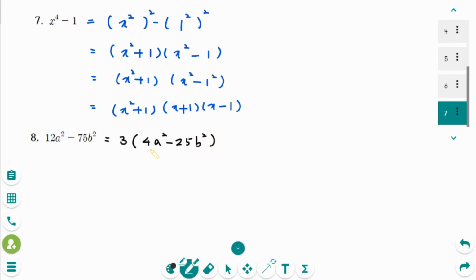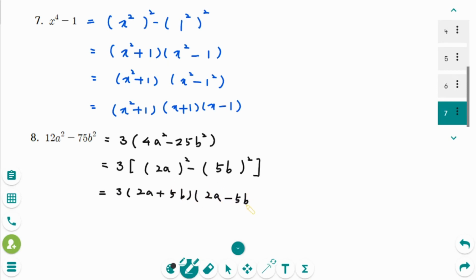Then inside the bracket is the difference of squares, so 3 times a squared minus b squared form again, and then first one is 2a squared, and the second one is 5b. So a squared minus b squared means a plus b, which is 2a plus 5b, then a minus b, 2a minus 5b. This is the final answer.